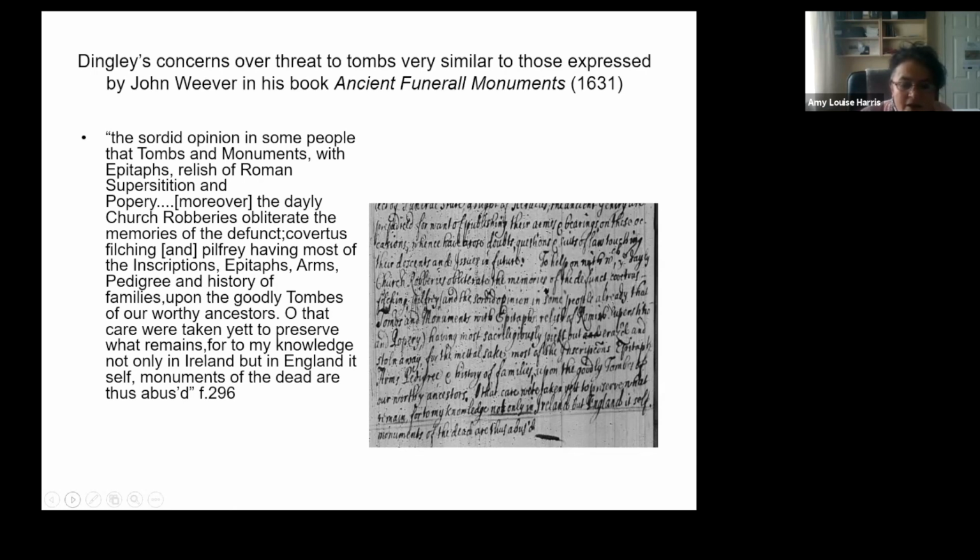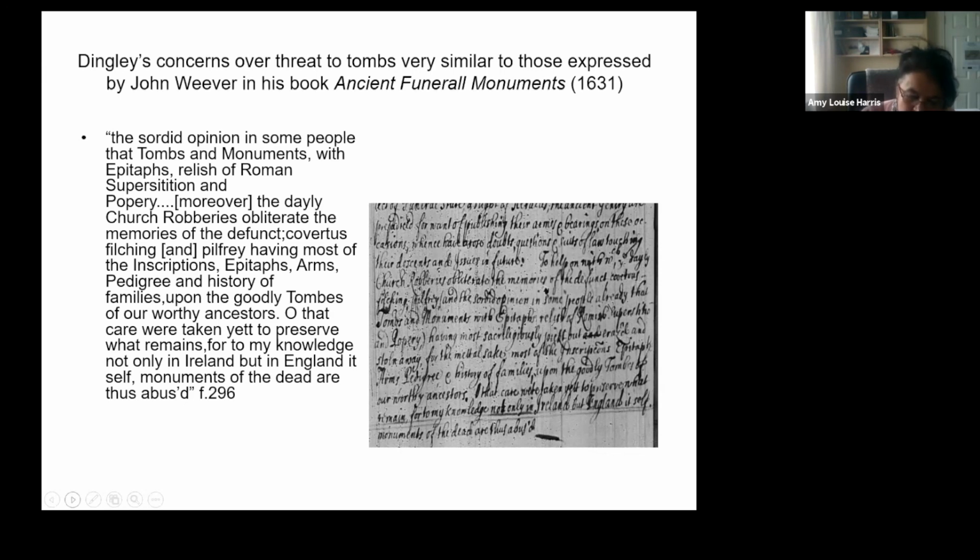And if you actually read Weaver, you'll notice in his address to the reader, something very similar is written. Dingley just takes it and changes it around, but what he's saying, he's just repeating what John Weaver has said. And Dingley does refer to Weaver on occasion, very lovingly, in that he appreciates his work. So I have no doubt that Dingley sees himself as in the same vein as John Weaver.